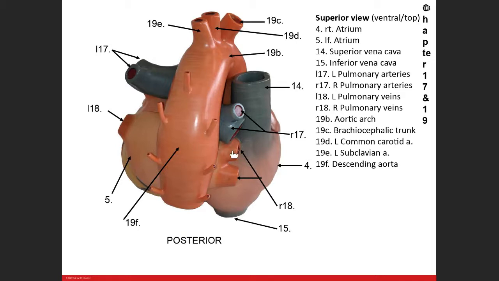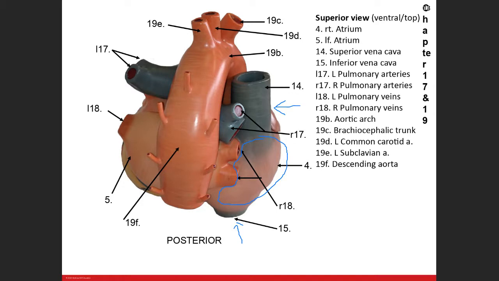So this view here is a posterior, kind of a superior, but more of a posterior view. So we're looking at the back side of the heart here. A couple structures that you can see, and I'll just go in the number value order here. The right atrium is this area all back here, because here's your superior vena cava draining into it. Here's the inferior vena cava draining into it. That's the right atrium.